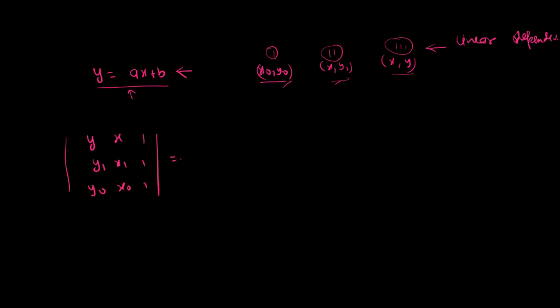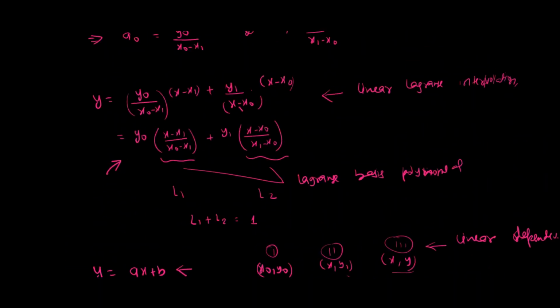This will be equal to 0, and when we expand this determinant, we get x1 into 1 minus x0 into 1, minus y1 times x into 1 minus x0 into 1, that would be x minus x0, and plus y0 times x minus x1. So this will be equal to 0, and when you rearrange this equation and try to find the value of y, it will come out as this Lagrange linear interpolation formula only.